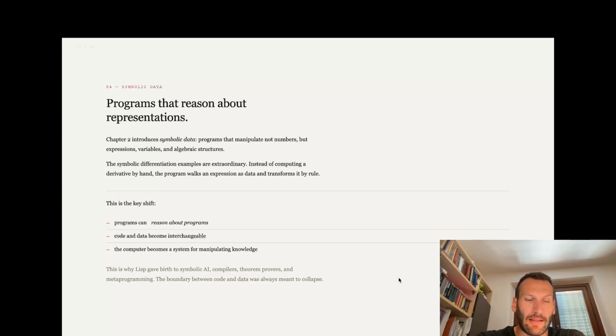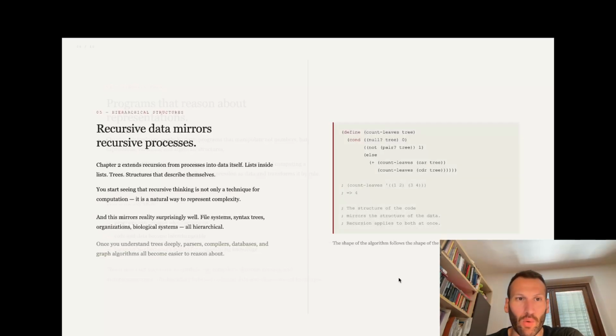And the key shift is that programs can reason about programs, that code and data become interchangeable, and the computer becomes a system for manipulating knowledge. And probably this is why Lisp gave birth to symbolic AI, compilers, theorem provers, and metaprogramming. And the boundary between code and data was always meant to collapse.